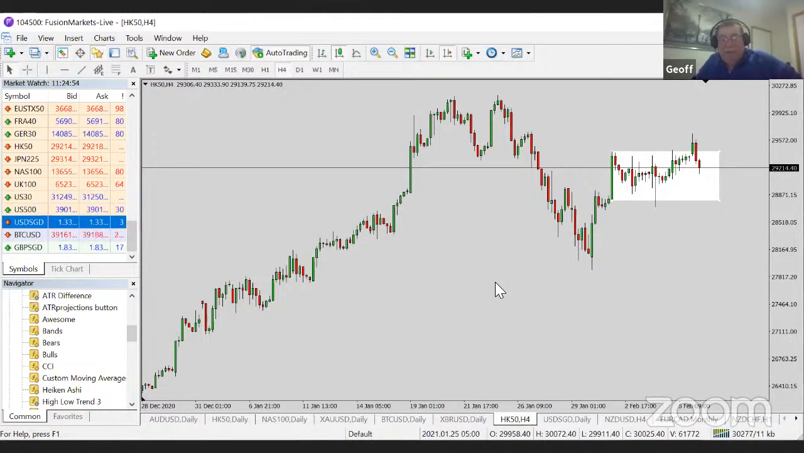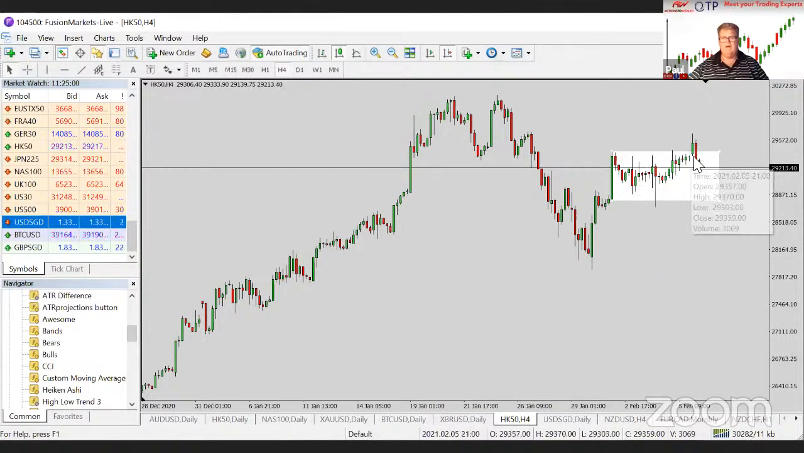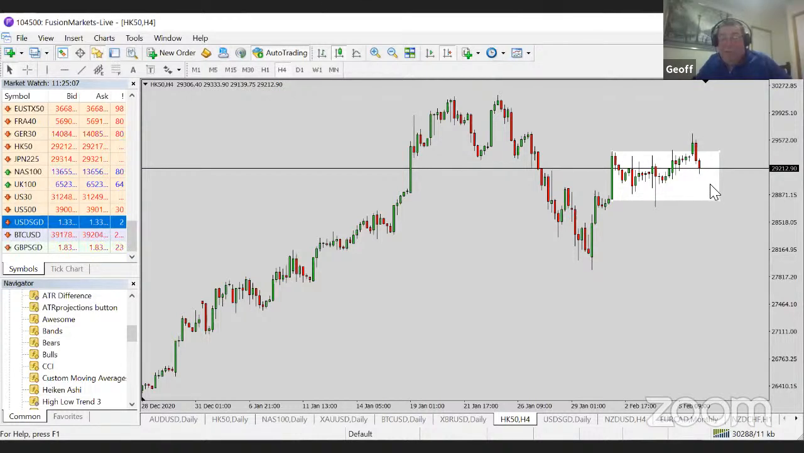Not a bad little break and retest of the top of that range, I've got to say. Yeah, look, if you got a little run up and a reversal bar up here, you'd be short coming down to the bottom, wouldn't you? If I got a lower high now, yeah.